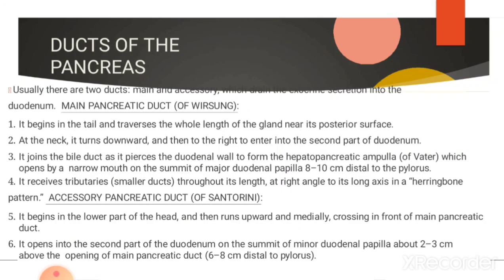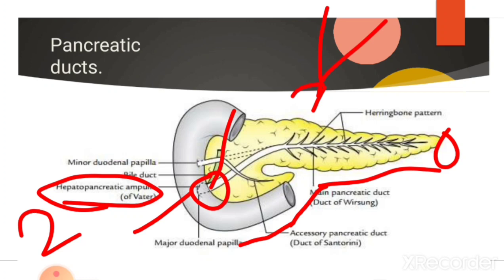It receives the tributaries of the smaller ducts throughout its length at right angles to its long axis in a herringbone pattern. So this main duct is receiving some smaller ducts also, and this pattern of ducts is known as the herringbone pattern because of its shape. This kind of bone is found in a herring fish. Herring is a fish, that is why the bone pattern is known as the herringbone pattern.